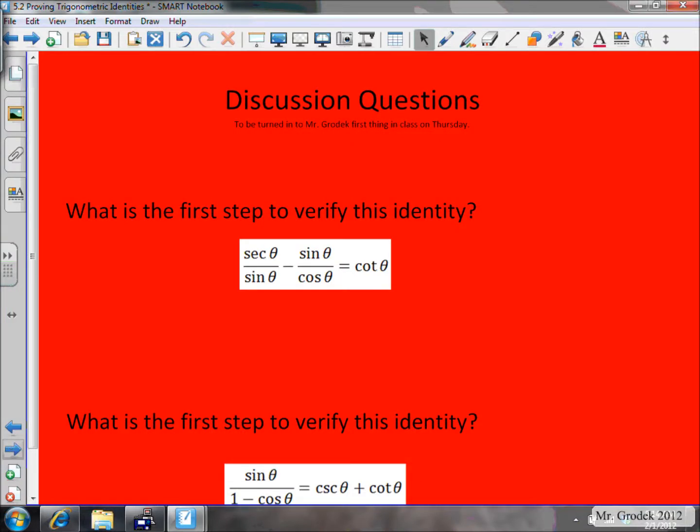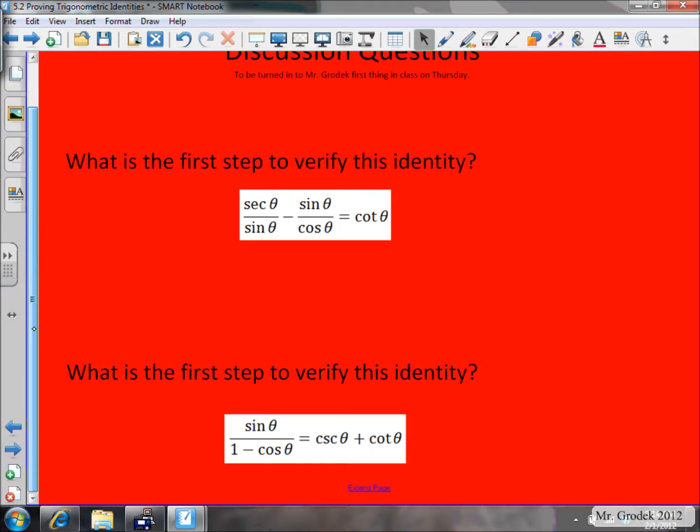Now, I do have some discussion questions here that I need you to answer for me. What is the first step to verify this identity? And what is the first step to verify this identity?